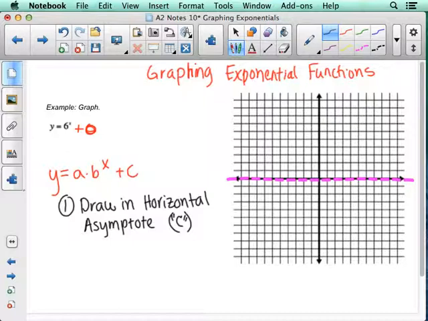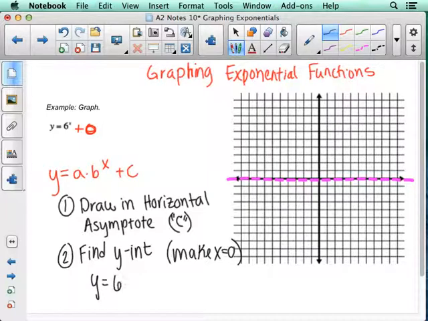Now, the next thing I want you to do is find your y-intercept. You find a y-intercept by substituting 0 for x. So I'm going to go ahead and substitute 0 for x here. Make x equal 0. So I have y equals 6 to the power of 0. Well, anything to the power of 0 is 1, so that means y equals 1. So my point is 0, 1. When we put 0 in for x, we got y equals 1. So I'll plot that point over here, 0, 1.